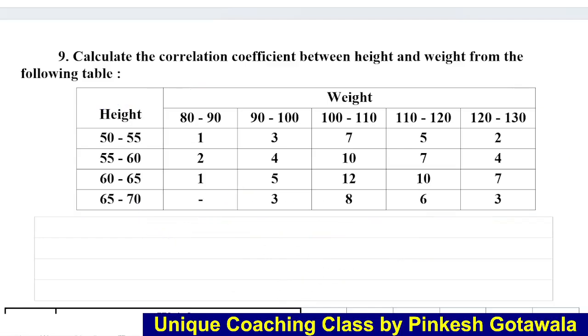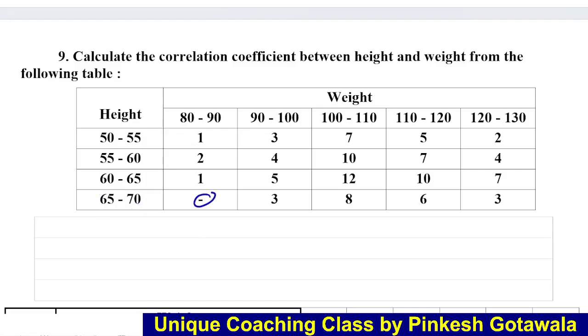Now in the table, at one point a dash is given. So what is present? It's nothing. It means that there is no person whose height is between 65 to 70 and weight 80 to 90. There is no person with that height and weight, that is why a dash is given. There will be no such person.